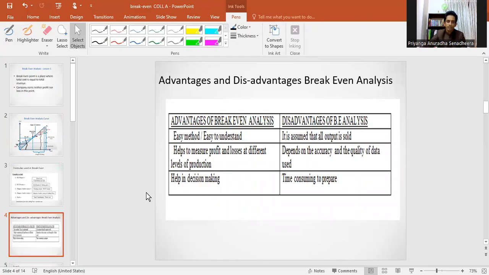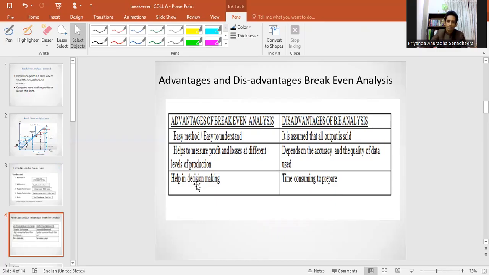It also helps in decision making. When the company is making a loss, what are we going to do to reach the break-even point and start to earn profit? And how are we going to price the products? All these decisions you can make based on this.